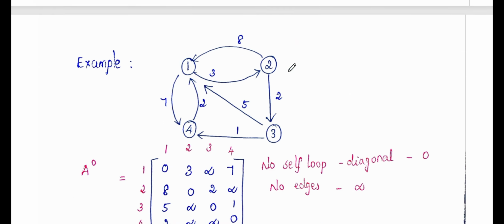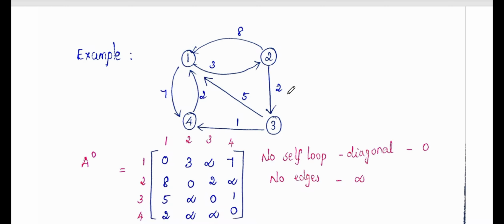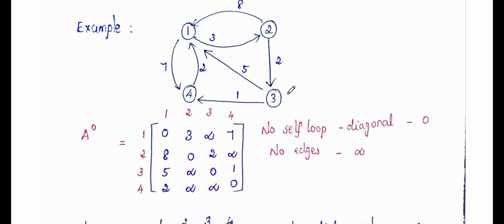This is a simple example containing only 4 vertices. Some directions and weights are there. First form the matrix. How to form the matrix? How to fill the values inside the matrix? The initial matrix is called A power 0, A0. Clear?